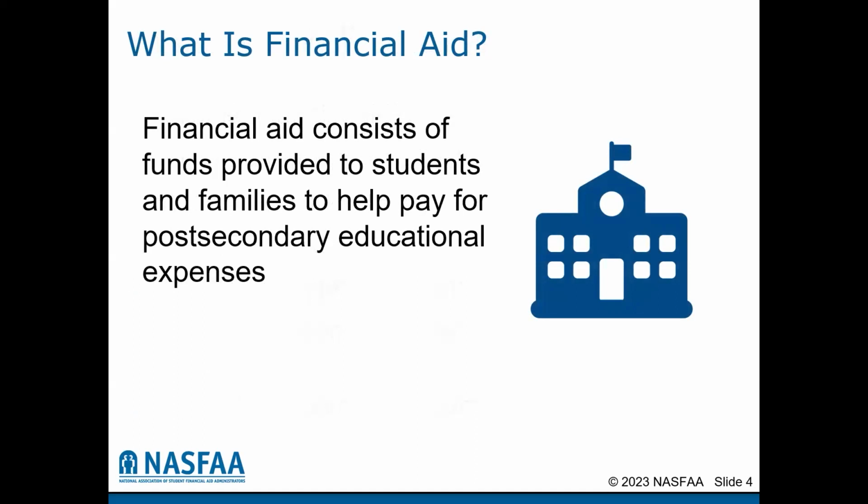Let's get started by discussing what financial aid is. Financial aid consists of funds provided to students and families to help pay for post-secondary educational expenses. The amount and type of financial aid a school offers to a student is based on the school's cost of attendance, or COA, and the Student Aid Index, or SAI, as determined by information provided on the FAFSA.